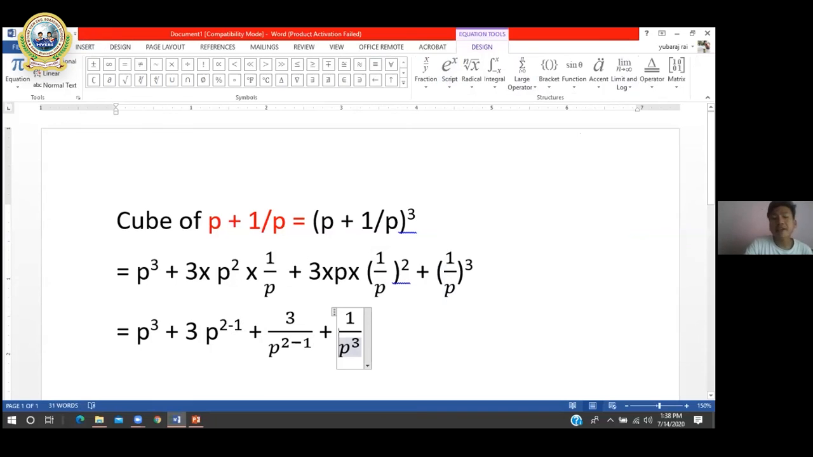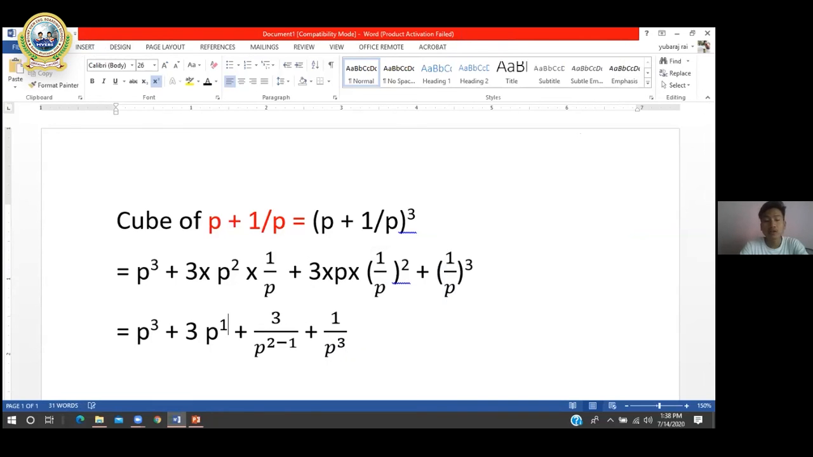Now 2 minus 1 gives us 1, so if there is 1 in the power, we don't have to write it. If there is 1 in the power, it's not necessary that we write power 1. Again here as well, the power is 1, so we don't need to write it. So this could be it.